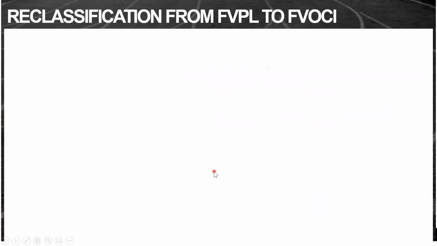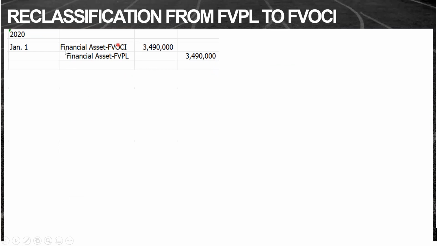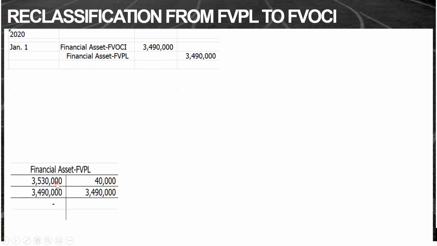Okay, so for the next year, this is our reclassification ng ating financial asset. So yung T-account natin ay ganito na ang magiging itsura. So your financial asset FVPL will be closed, and of course, mata-transfer siya, mare-reclassify siya to financial asset FVOCI, which is 3,490,000. So ngayon na FVOCI na ito, i-account na natin ang ating financial asset at fair value OCI na.